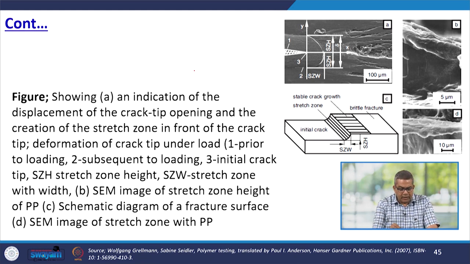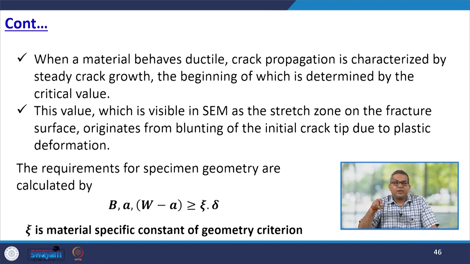Now, this is the figure showing an indication of the displacement of the crack tip opening and the creation of the stress zone in front of the crack tip. The deformation of the crack tip is shown under load 1 prior to the loading, and subsequent loading, 3, the initial crack tip is given. So, these various scanning electron microscope images give a clear-cut depiction of these cracks. Now, when a material behaves ductile, crack propagation is characterized by steady crack growth, the beginning of which is determined by the critical value.